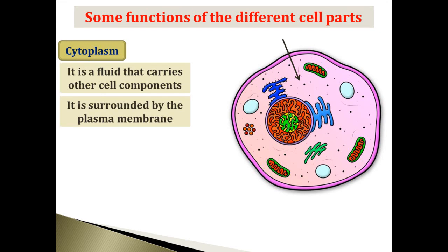So, what is the function of the cytoplasm? Some vital processes happen in the cytoplasm, like respiration. Vital or biological means that these processes are so important to keep the cell alive.